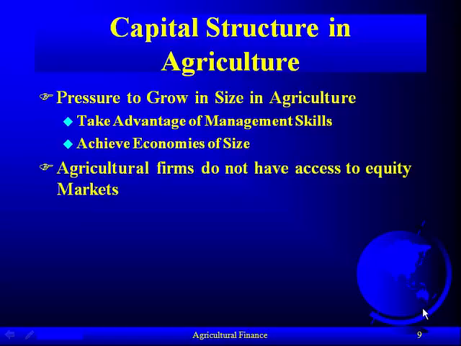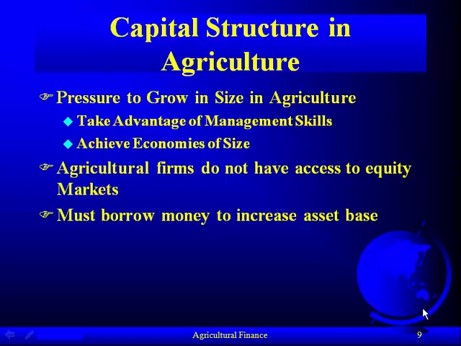Now the problem is we recognize the need to grow, to have an economically viable size of farm. The problem is most agricultural firms don't have access to the equity markets. If you have a family farm, I suspect that you or any of your family members that have a farm don't have access to publicly traded stock, meaning they can't go out and issue stock in the South 40 ranch. They don't have that ability. That means if you wanted to expand, you would have to borrow money to increase your asset base, whether it was buying machinery or buying more land. But the ability to borrow is limited.